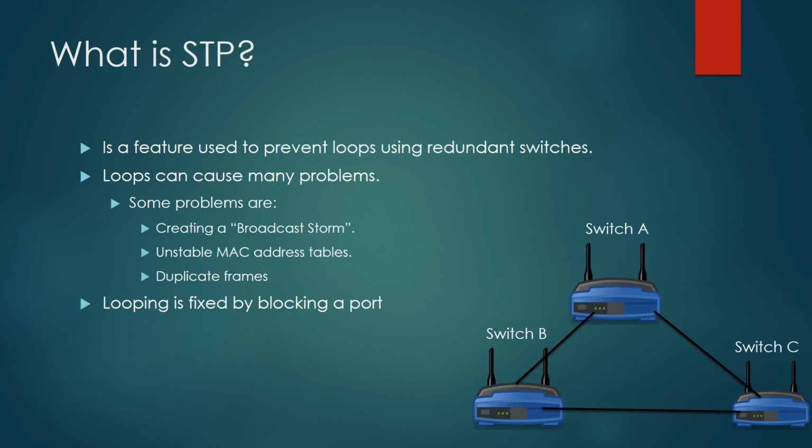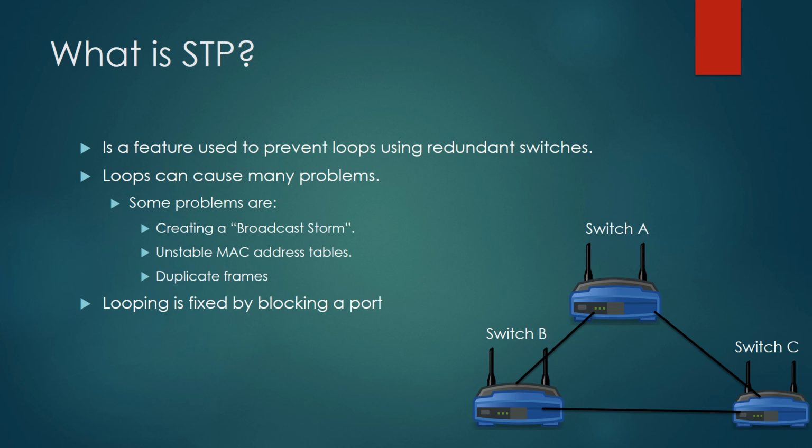What is the Spanning Tree Protocol? The Spanning Tree Protocol is a feature used to prevent loops that want to use redundant switches. This can cause a lot of problems for the switches just because a loop could create a broadcast storm. A broadcast storm is when a switch sends a broadcast message and that message loops back, but the other switch sends out a broadcast message at the same time, making it so it gets bigger and bigger and bigger until either the switch breaks, it gets disconnected, or you have to disconnect it yourself.